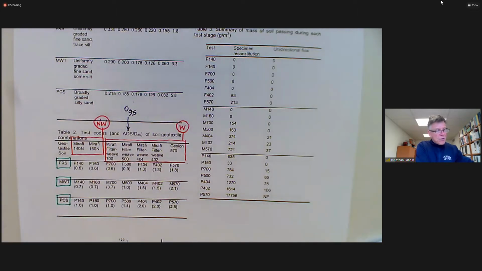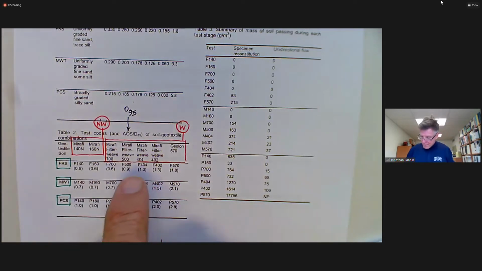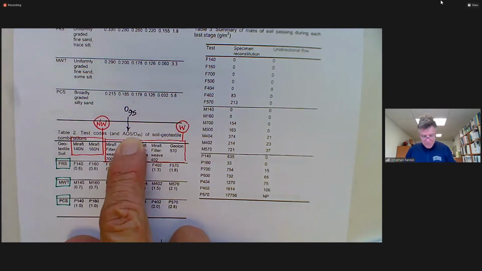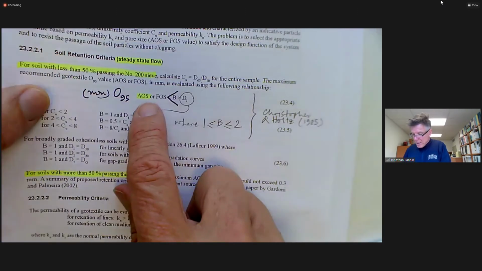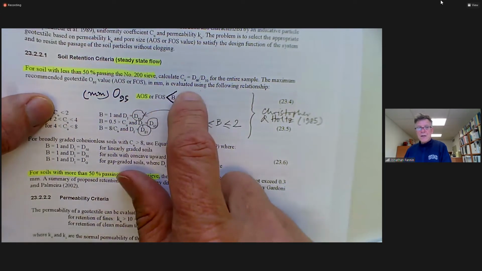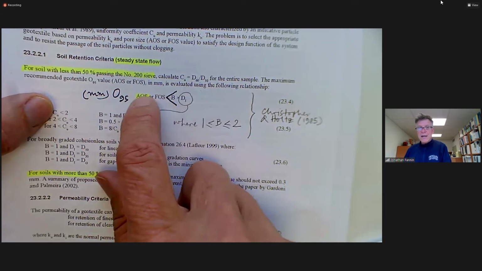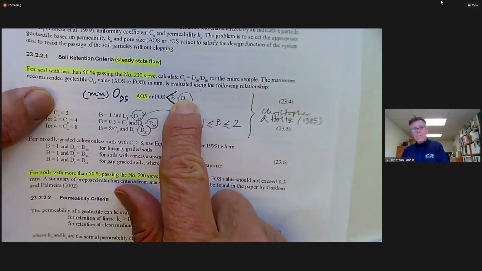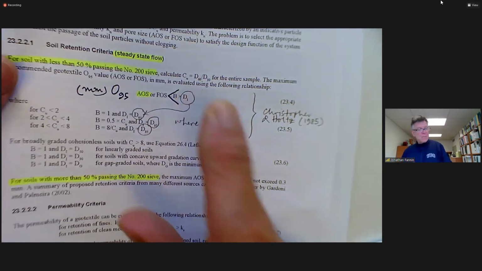And that's pretty much, if we go back to the Canadian Foundation Engineering Manual, the ratio in brackets, AOS over D85, is pretty much AOS divided by D85. So Canadian Foundation Engineering practices say AOS over D85 should be less than 1 to 2 to provide for soil retention.